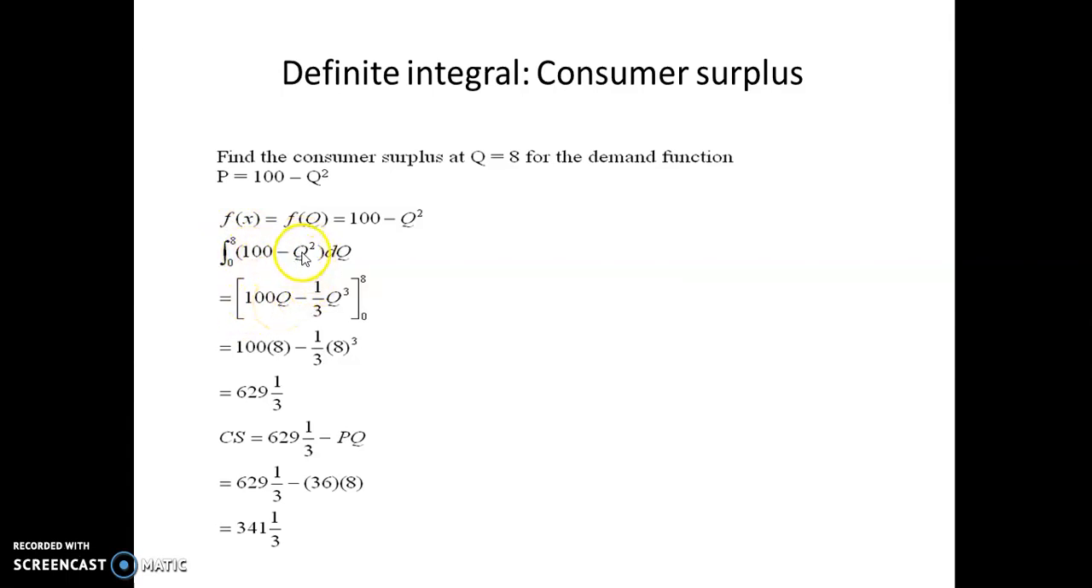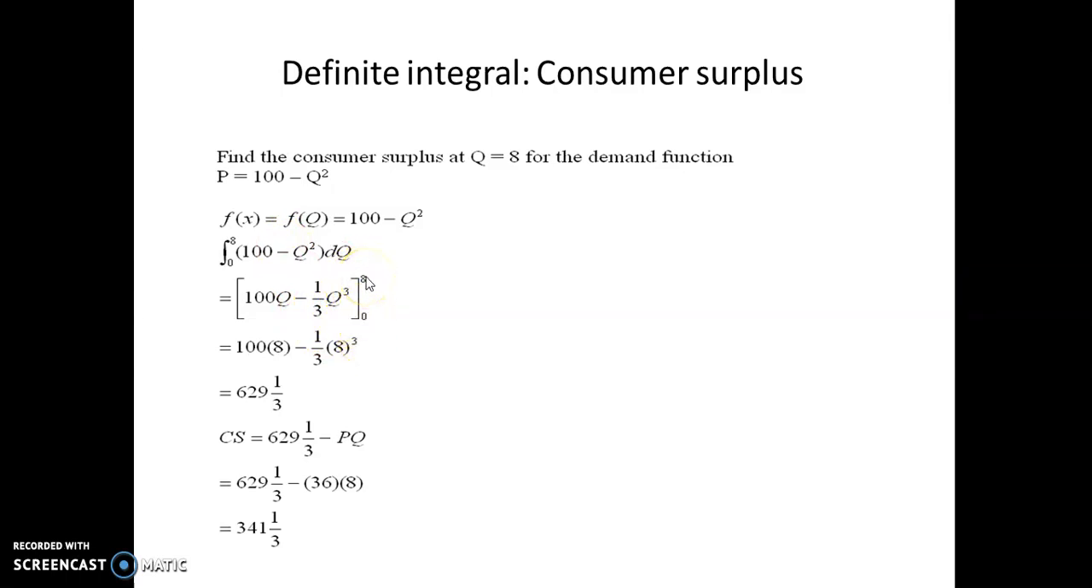And if I integrate this, n is 2, so therefore n plus 1, 2 plus 1 is 3, so I'm going to get Q cubed. My coefficient here is 1, but remember you have to take that coefficient and then times it by 1 over n plus 1. N plus 1 is 2 plus 1, so it's 1 over 3 times 1. It's simply 1 over 3. And don't forget, it is negative 1 over 3 Q cubed. And now we're going to evaluate at our lower and upper limit.